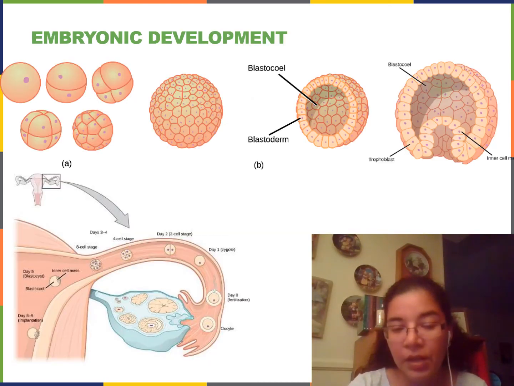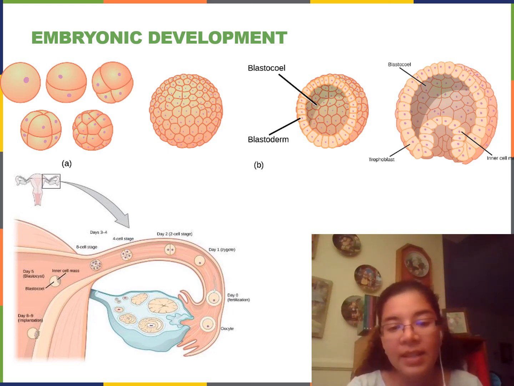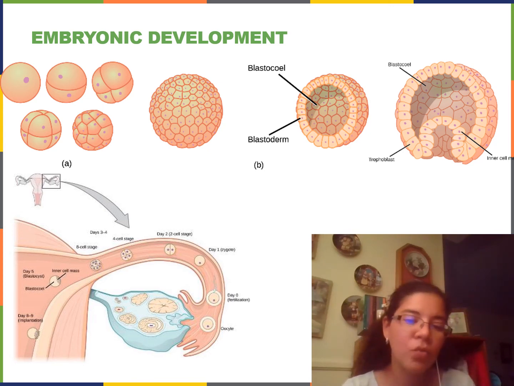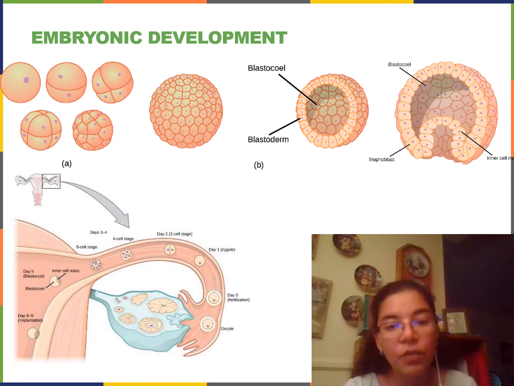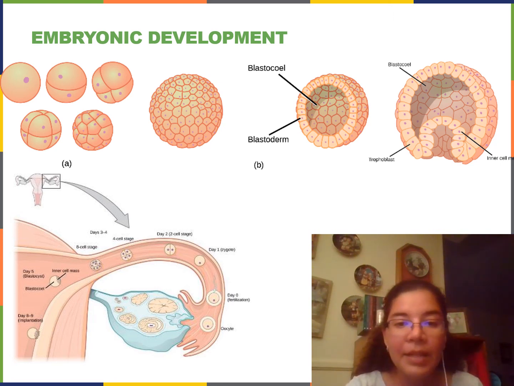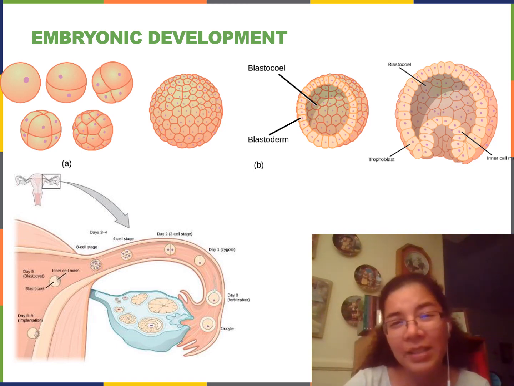Once there is a successful fertilization event, we start with the fertilization event in this ampulla, this end of the fallopian tube. Then that one cell becomes 2 cells, becomes 4, 8, 16, 32, 64, until it becomes a ball of cells. We call this ball of cells the blastula, with a hollow end in the middle called a blastocoel, and then the blastoderm, that outer layer of cells. Then we have a mass of cells called the inner cell mass, and the outer cells called the trophoblast as they develop. The inner cell mass is what's known as embryonic stem cells.